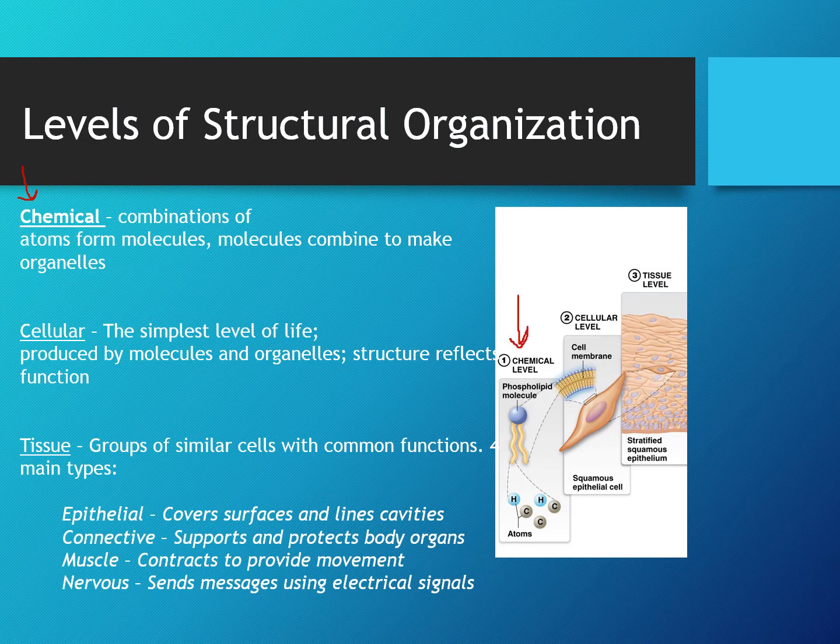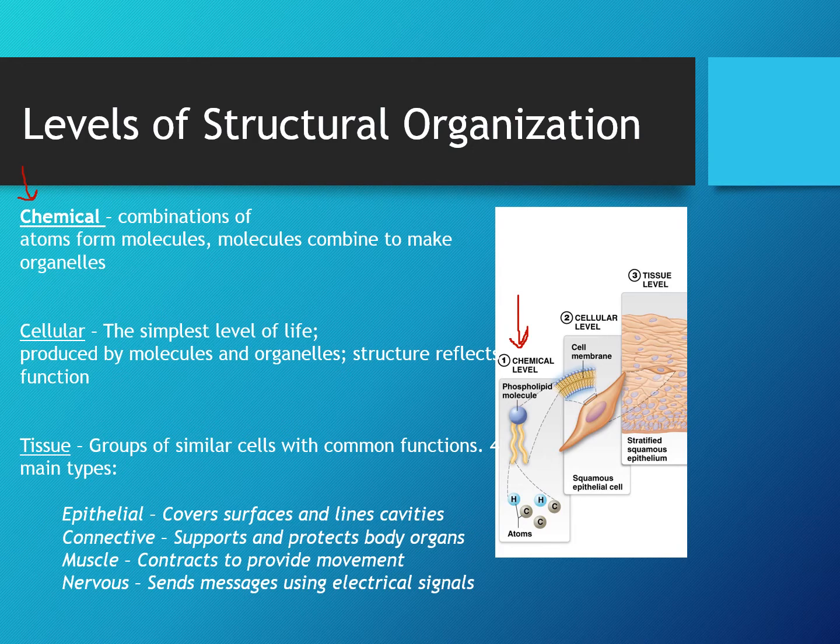The next level of organization is the cellular level. Cells are the simplest unit of life. That is, they're the simplest unit that can carry out all of those life characteristics that you talked about in Bio 111. Things like respiration and metabolism, growth, evolution, development, response to stimuli, etc.